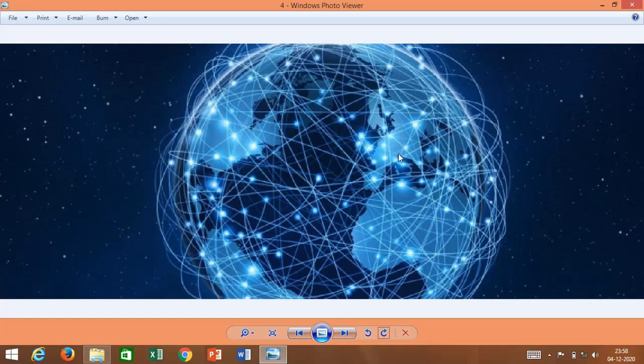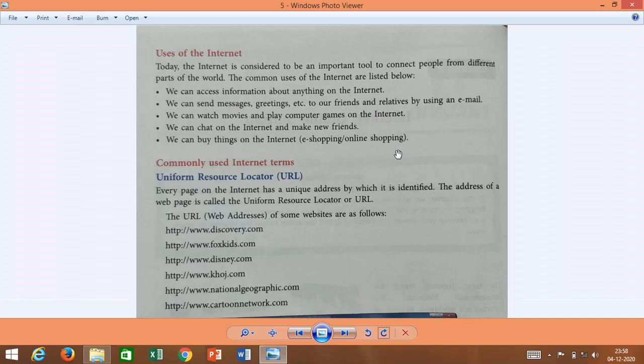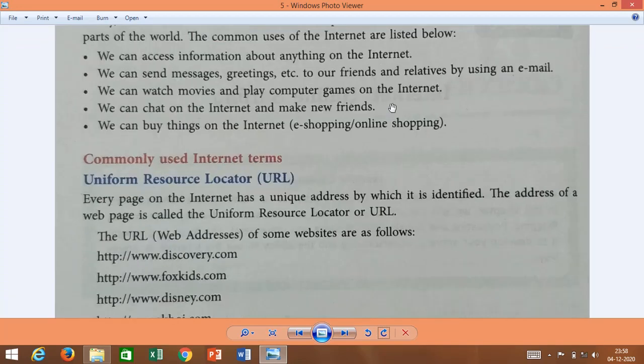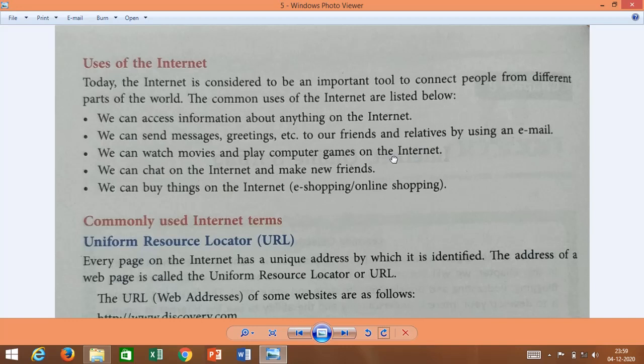All our data, whatever data we are sharing with each other, is kept in a server, and that server uses the World Wide Web to exchange the data from one computer to another. Now, uses of the internet. What are the uses of the internet? We can access information about anything on the internet. We can send messages and greetings to our friends and relatives by using the internet, by using email. Email, E stands for electronic, that is, electronic mail. We will talk about this topic in coming videos.